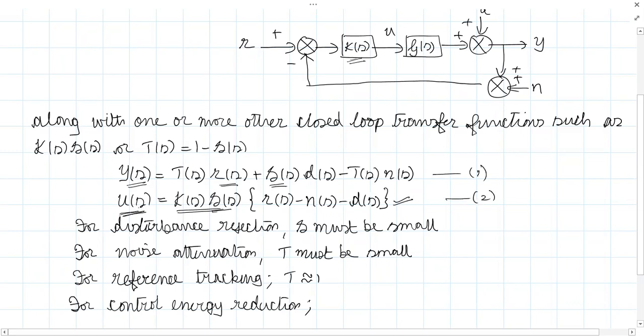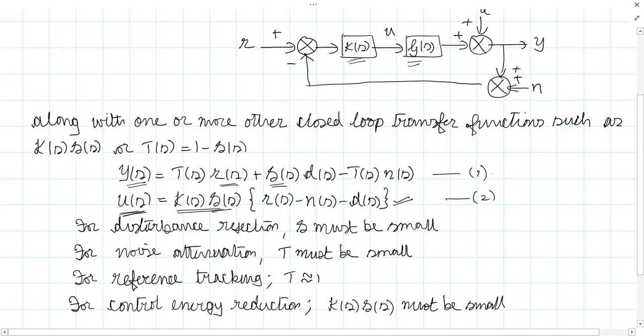This is U of S, the control signal from the input to the plant G of S, right? So for minimum control energy or for minimum control effort, K of S into S of S must be small.